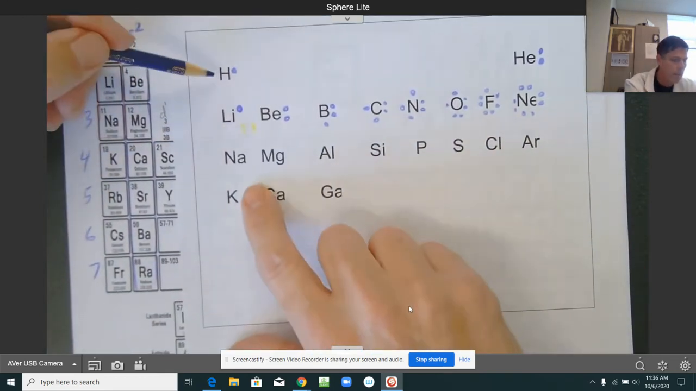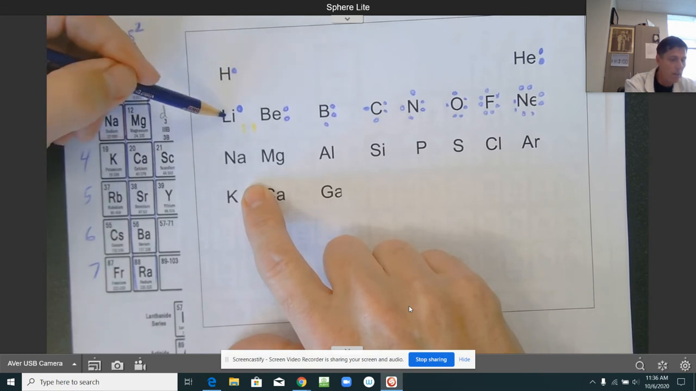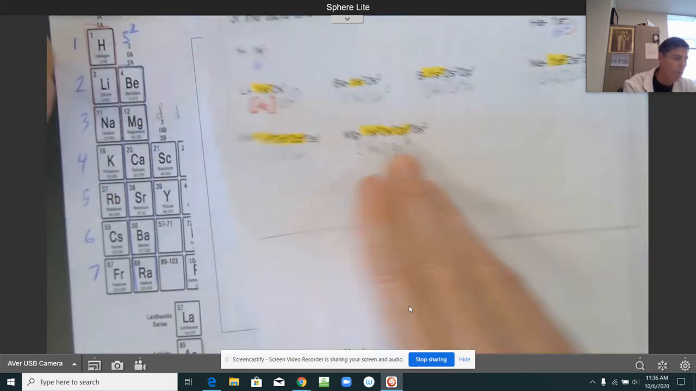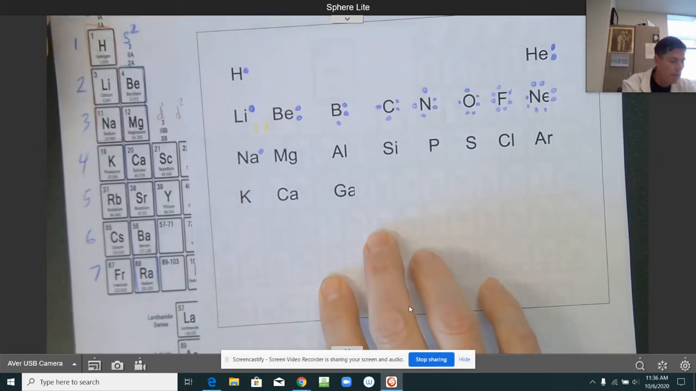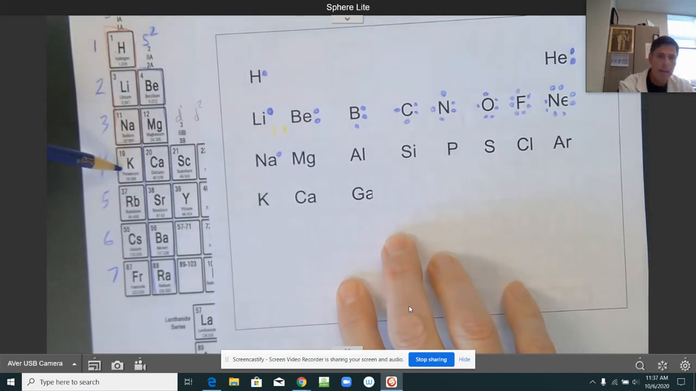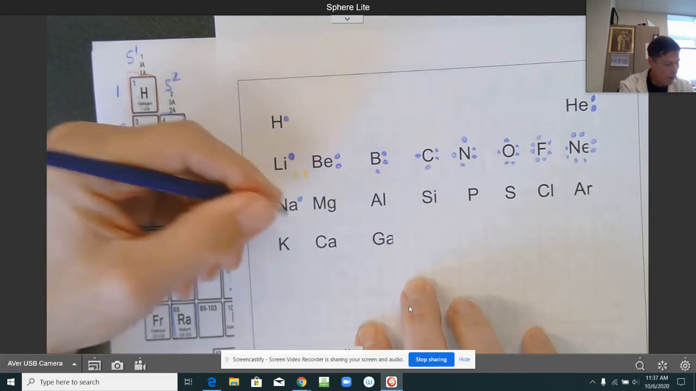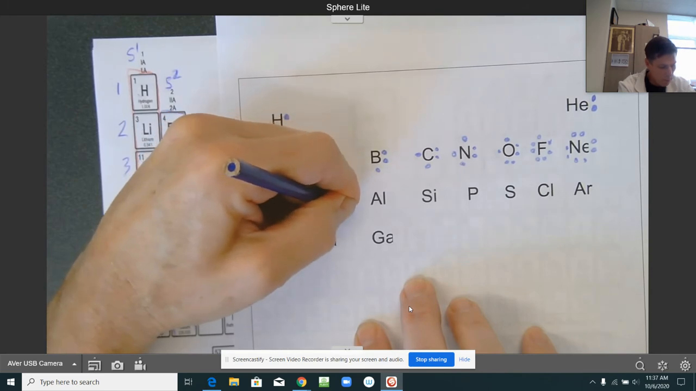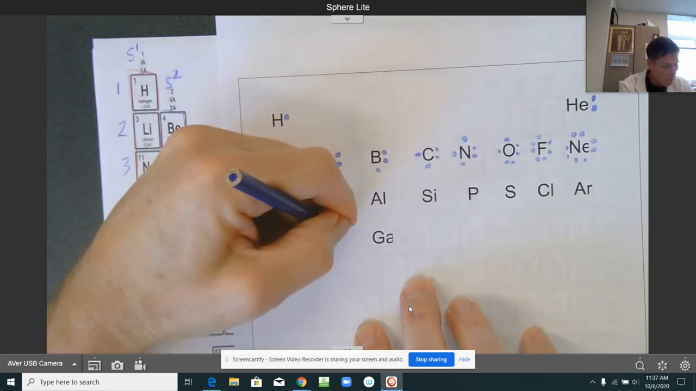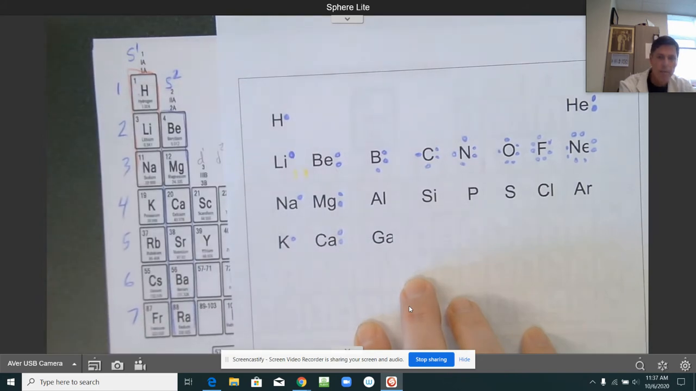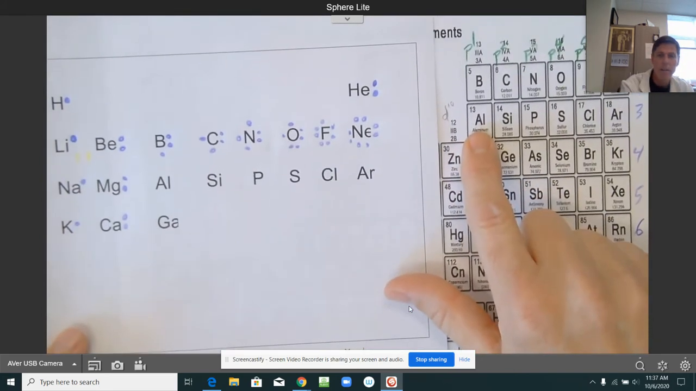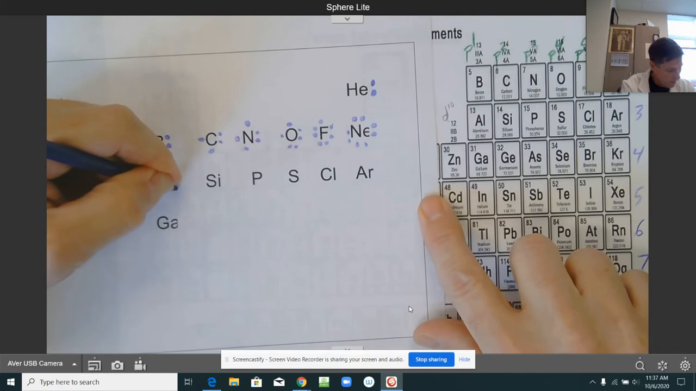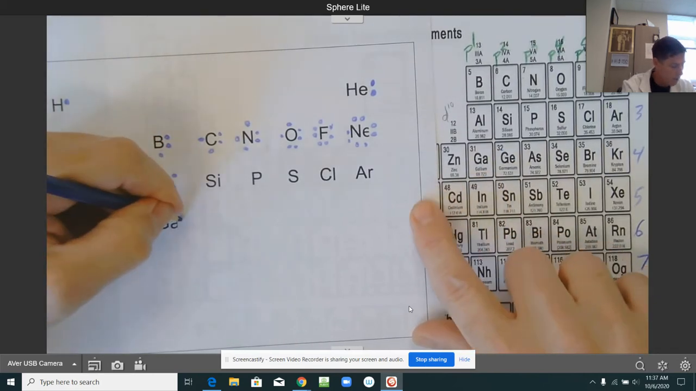Because if we look, hydrogen was 1 dot, ends in an S1. Lithium, 1 dot, ends in an S1. Sodium ends in an S1, so it's going to be 1 dot. K, which is right below that, is going to end in an S1, 1 dot. Beryllium ends in 2 dots. It's an S2. Well, that means magnesium, which is right below it, is going to have 2 dots. Calcium, right below that, is going to have 2 dots. Aluminum, right underneath boron. Boron had 3 dots. So aluminum is going to have 3. Gallium, right below that, is going to have 3.